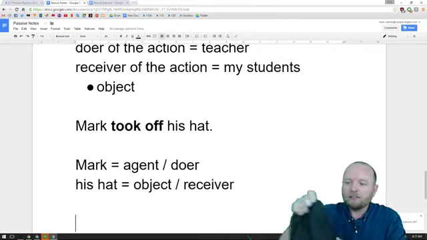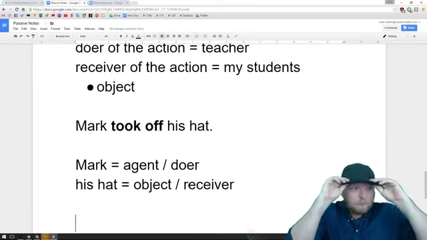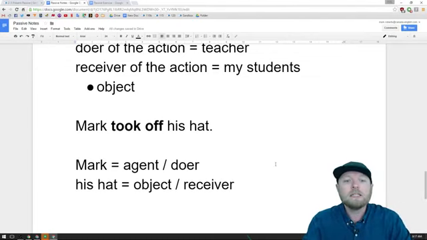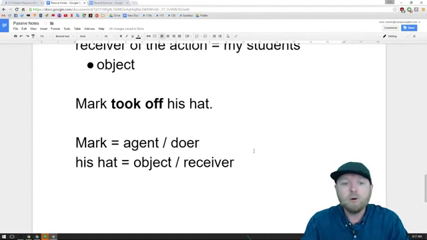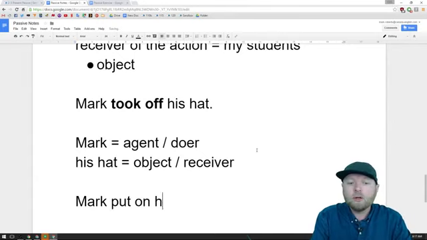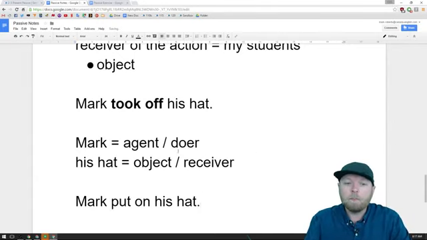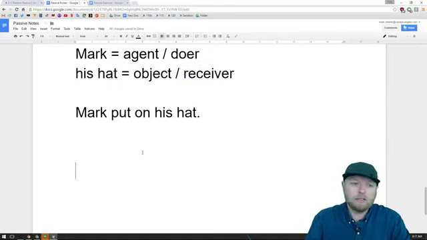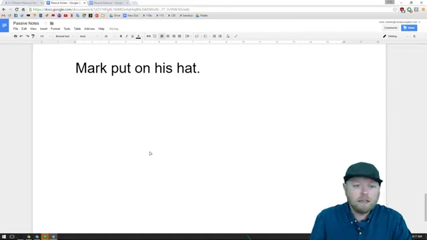Let's do the opposite. What is the opposite of take off? The opposite is put on. So Mark put on his hat. Same thing. Mark is the agent. His hat is the object. Let's do another example.